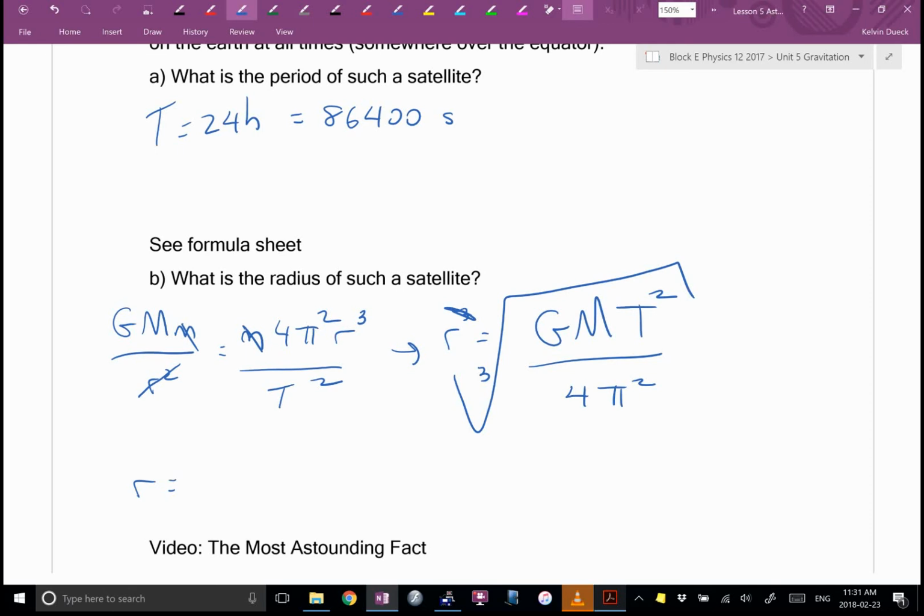What'd you get, Connor? 42 million. Can you give it to me in scientific notation, please? 4.2. 4 point what? 3 sig figs. 4.23. 4.23 times 10 to the 7. Is that right, folks? Yeah, 4.23 times 10 to the 7th.